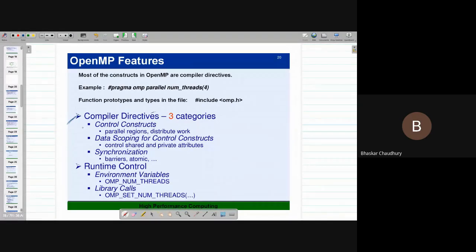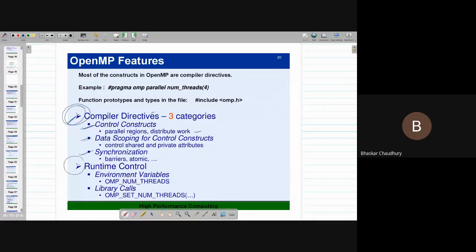One is called control constructs. That simply creates parallel regions and distributes work. The second is data scoping. It controls the shared and private attributes, so which are shared variables and which are private variables. And the third is synchronization. That is typically used for coordination, like barriers, atomic, and there are many synchronization directives. We'll learn the important ones. So that's the first point, the compiler directives.